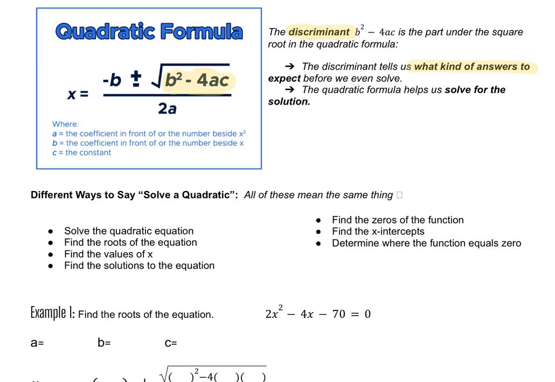And there are different ways that you may hear "solve a quadratic," which mean the same thing, such as find the roots of the equation, find the values of x, find the solutions to the equation, find the zeros, x-intercepts, or determine where the function equals 0. So all of that wording means that we're going to use the quadratic formula to solve. It is important to note that in some cases you can solve a quadratic by using factoring or completing the square, but the quadratic formula is a method that works for every single quadratic no matter what.